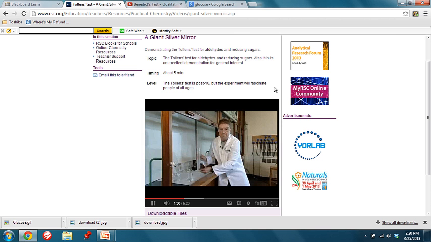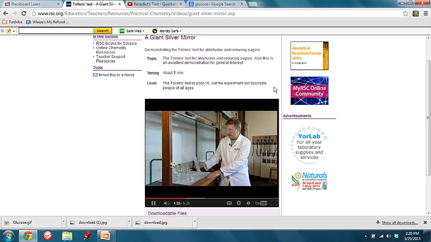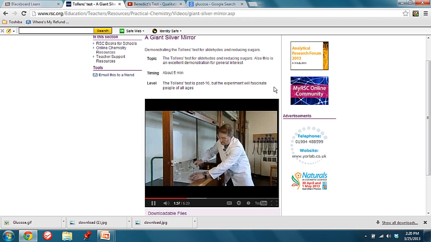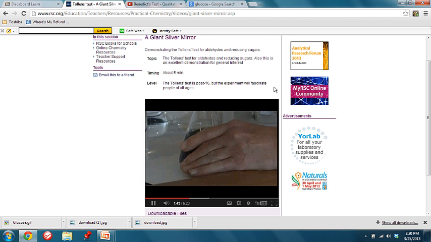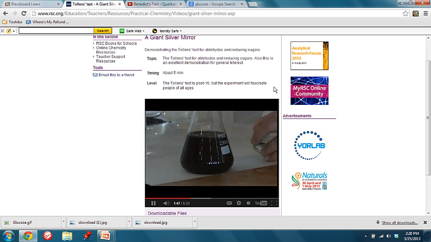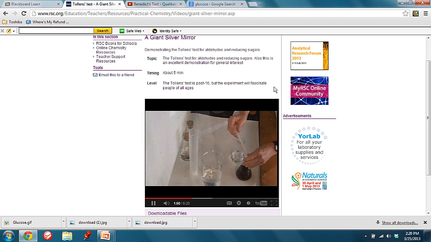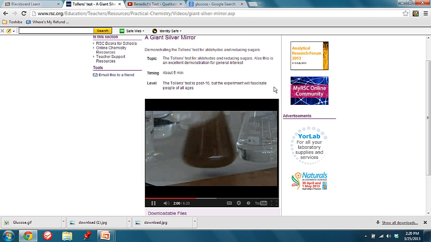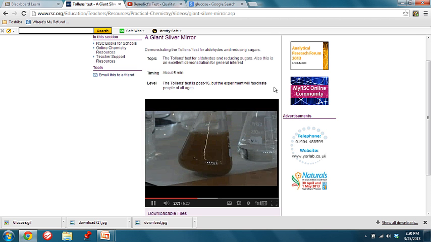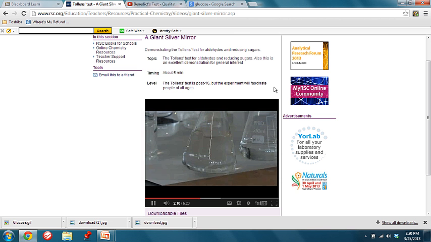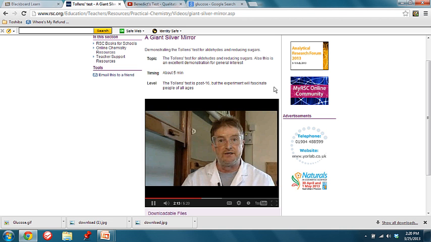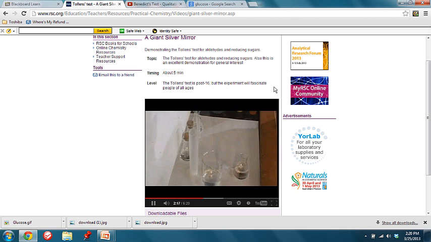We now take 75 cubic centimeters of 0.8 moles per cubic decimeter potassium hydroxide. Again, we get a brown precipitate of silver oxide, and we add more 8 molar ammonia to this, a drop at a time, again until the precipitate redissolves to give a clear solution. This solution is ammoniacal silver nitrate. It contains silver ions complexed with ammonia molecules.